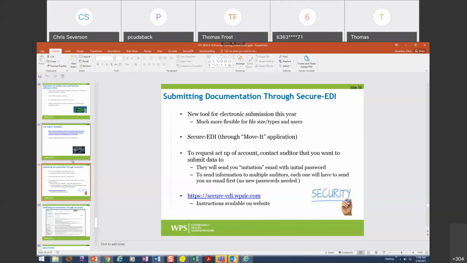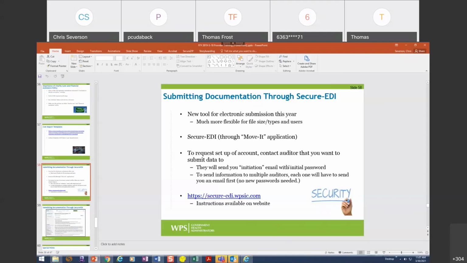We've asked if it could be changed, and unfortunately, that's just the way it's set up. At least at this point, maybe something will happen in the future. But again, it's as simple as asking your auditor, "Hey, could you send me the initiation email?" And then you basically add to your address book that way. So if you had 10 auditors send you initiation emails, you could at any point contact any of those 10 auditors. So that's the piece with that.